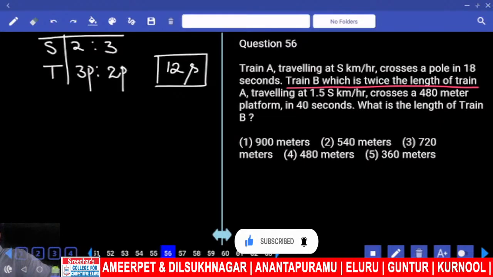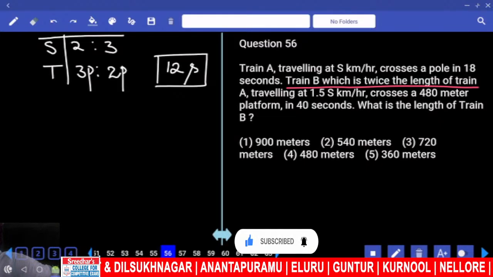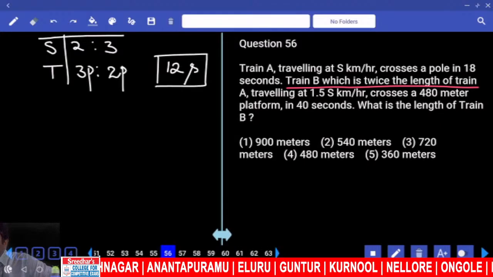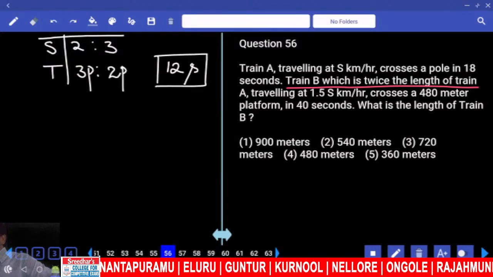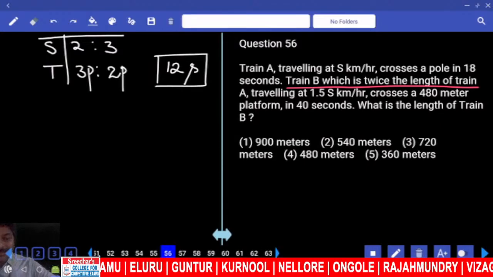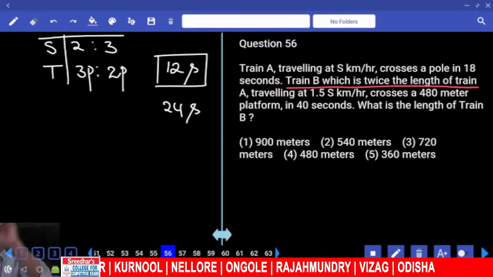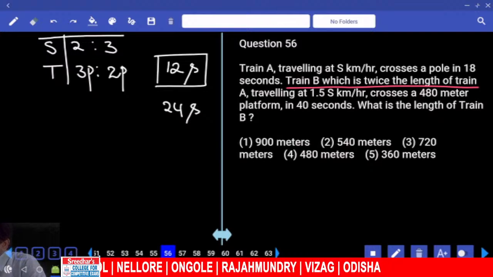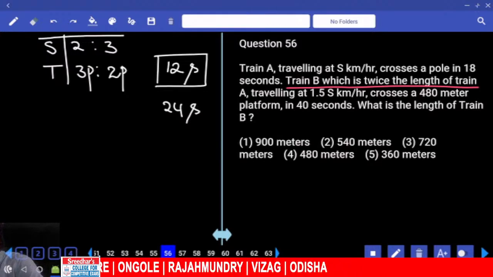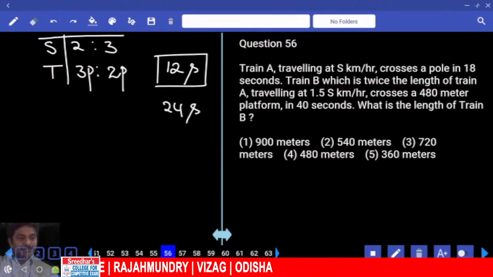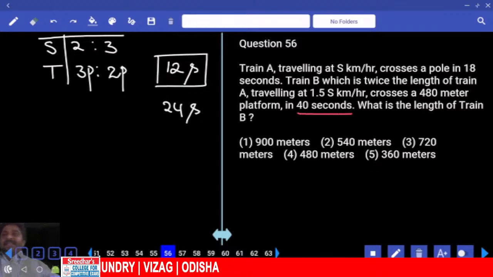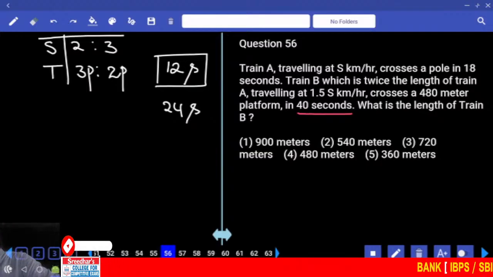But now what is the length of train A and train B? Observe this. Train B length is twice of train A length. If length is double, time also will take double. That means train B length can be covered in how much time? 24 seconds. Agreed? Okay. Now, how much time is it taking? 40 seconds. Why is it taking extra time? Because of the platform length.